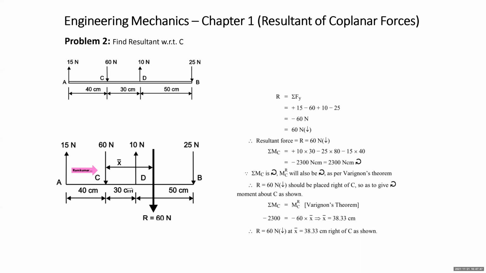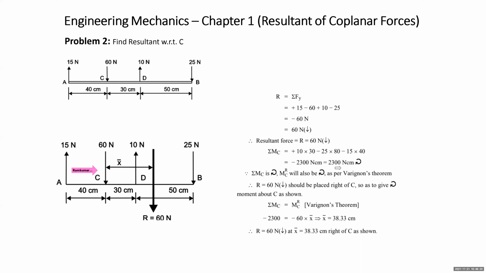Now again I repeat that to know the nature of the moment of all the forces about any moment center, you assume an axis through the moment center perpendicular to the body, and consider that body is free to rotate about an axis through moment center. Then 15 will try to rotate about an axis through C clockwise, so negative. 15 into 40 negative. 10 will try to rotate the bar about an axis through C in anti-clockwise direction, positive. 25 into 80 is clockwise, it is minus. So we have summed them up, which comes out to be minus 2300.